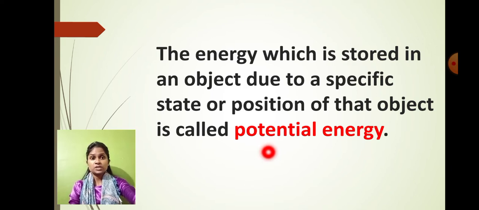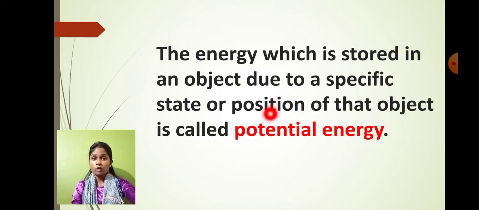So what do you mean by potential energy? The energy which is stored in an object due to a specific state or position of that object is called potential energy. So what do you mean by potential energy? Tell me once again. Whenever the energy is stored in an object because of a specific state or position of that object, then it is called what? Potential energy. Because of the potential energy, the rubber band came to its original shape and size.